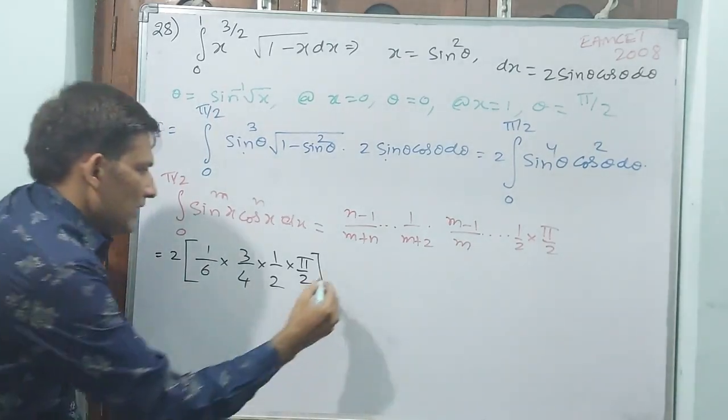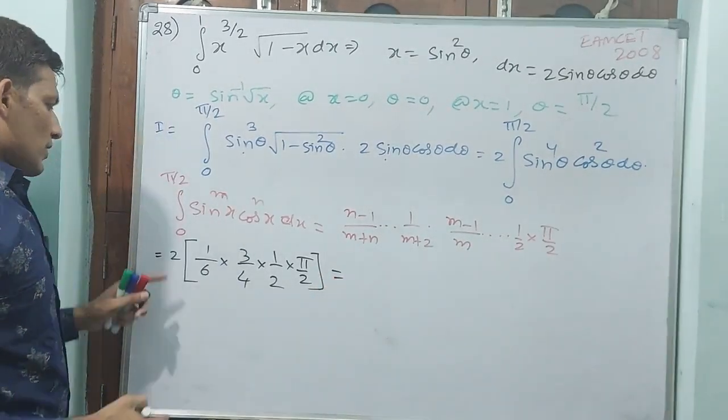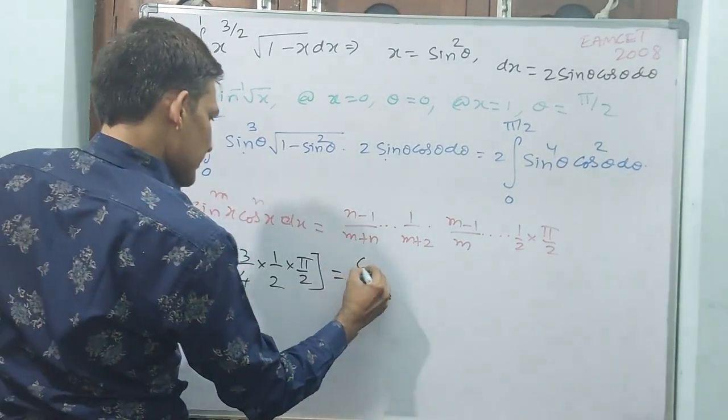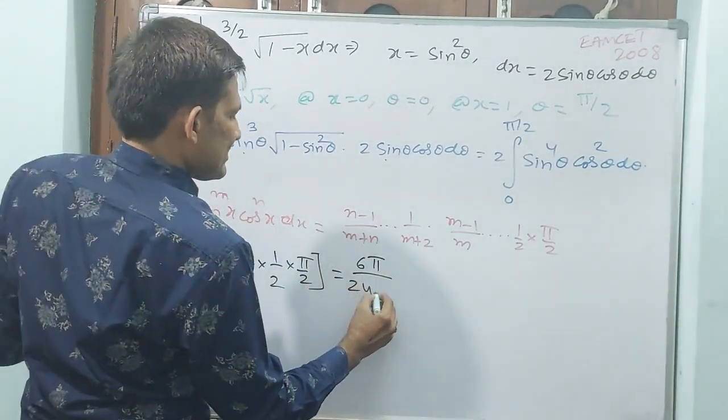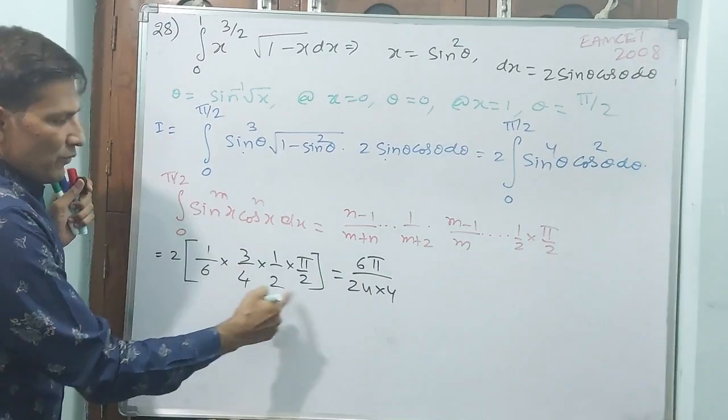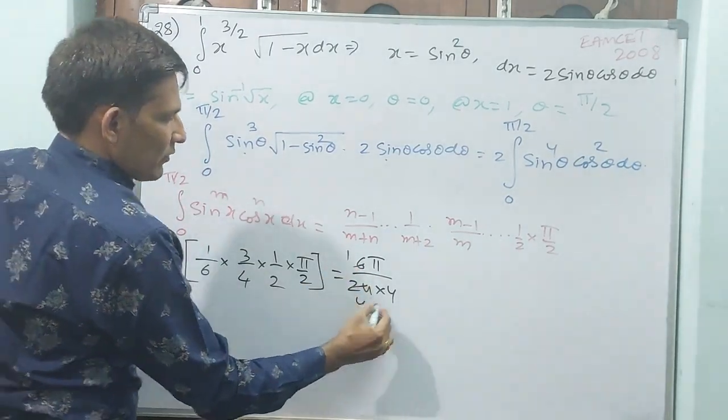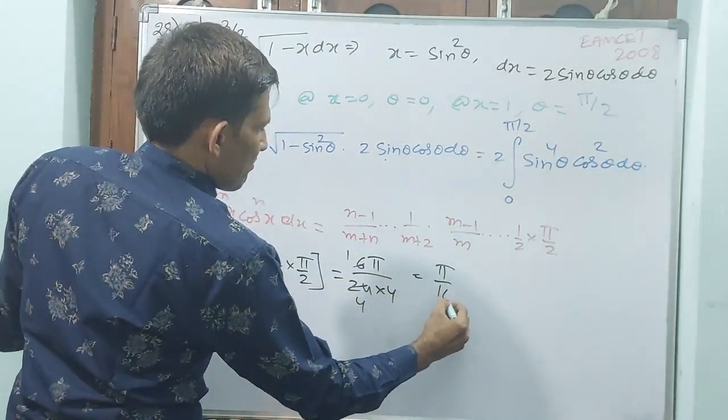Okay? Right now. See 6 pi by 24 into 4. 24 into 4. 1's 4's. Pi by 16.